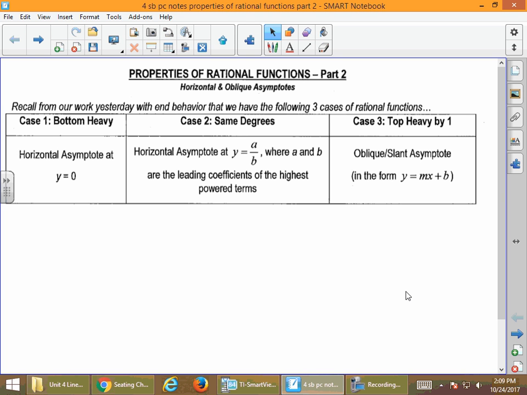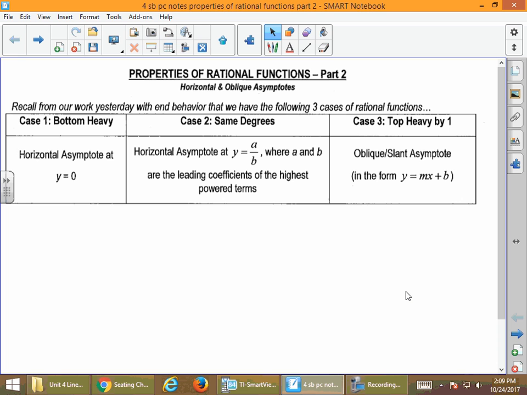So recall from our work yesterday with end behavior that we have the following three cases of rational functions. And we actually were able to explore the first case, which is the bottom heavy, which means that the degree in the bottom of the fraction is bigger than the degree in the top of the fraction. If we have a function written in that format, we will have a horizontal asymptote at y equals 0.